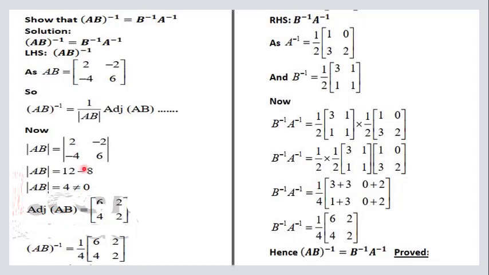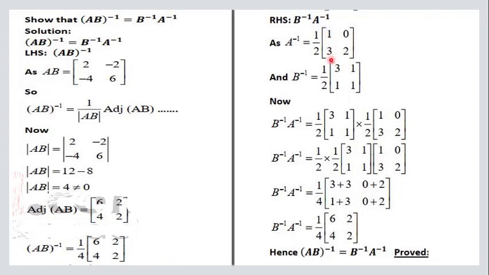And then the adjoint of AB. This is AB. You need to find the adjoint of this AB, which will be [6, 2; 4, 2]. Now AB inverse is 1 by the determinant, 1 by 4, and then the adjoint is over here, 6 2 4 2. So this is (AB) inverse. Now we need to find, similarly, the right-hand side, which is B inverse A inverse.